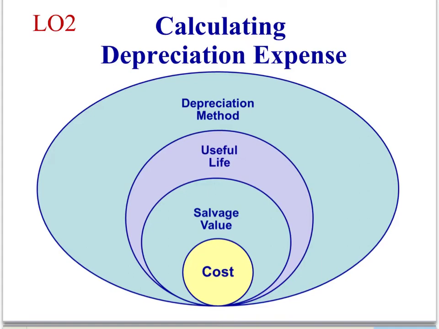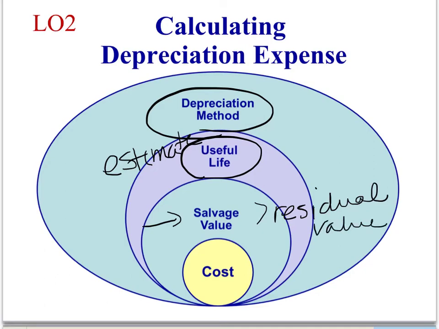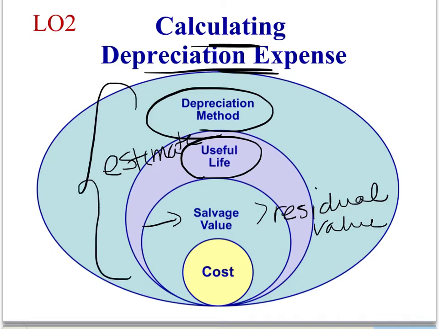How we do that is we determine what depreciation method we are going to use. We want to estimate the useful life of the asset. We'll determine if that asset has a salvage value, often also referred to as a residual value, and then the cost of that asset. All of these items go into calculating the depreciation expense for an asset.